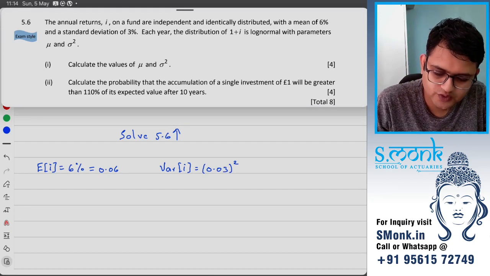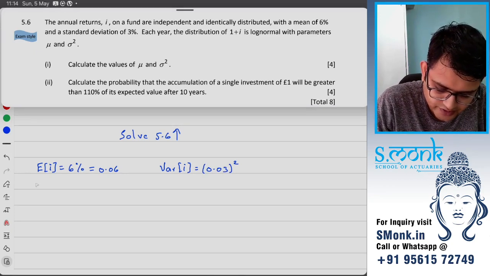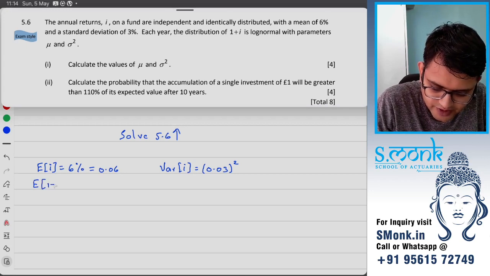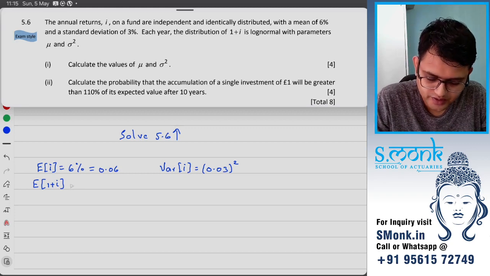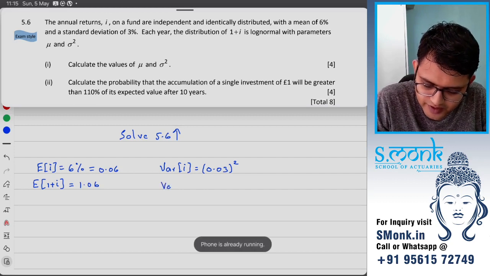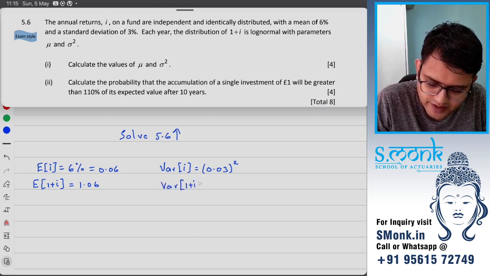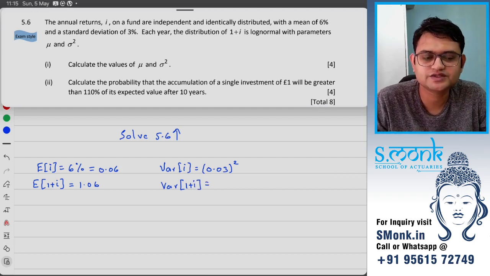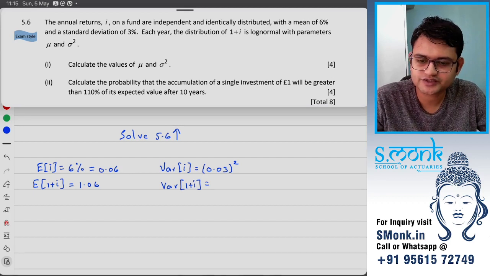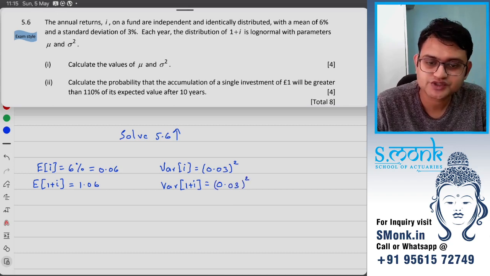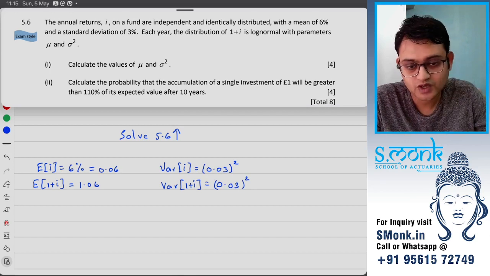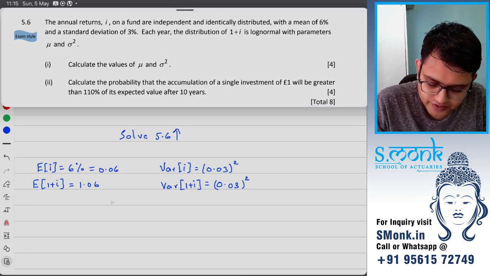Now 1 plus i follows a lognormal distribution. So I'll calculate the expected value of 1 plus i. If we add 1 here, it will just be 1.06, and the variance of 1 plus i will remain the same, because in variance, if we add or subtract a constant, it does not change the variance. So it will just be 0.03 squared. Variance will not change. So now we have the expected value and the variance of 1 plus i.